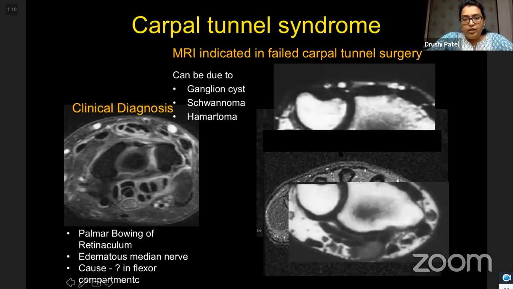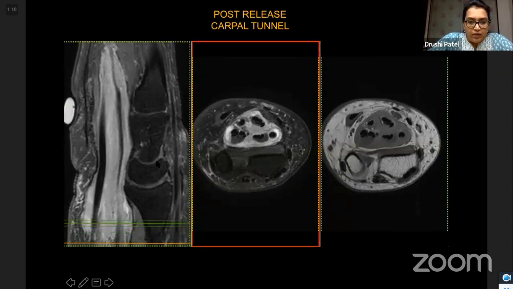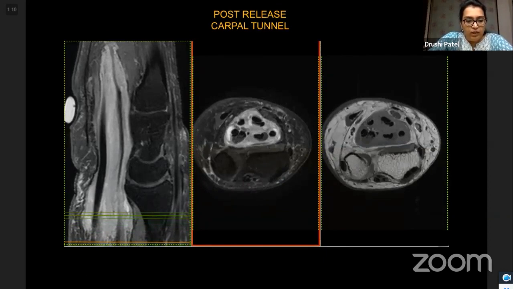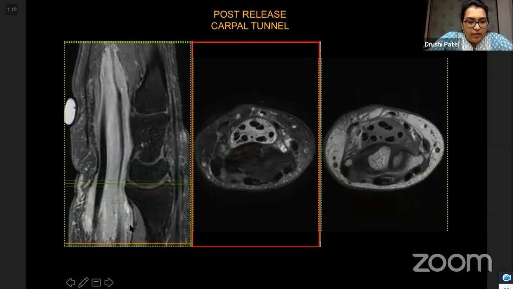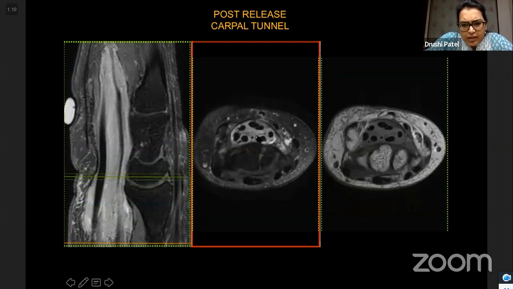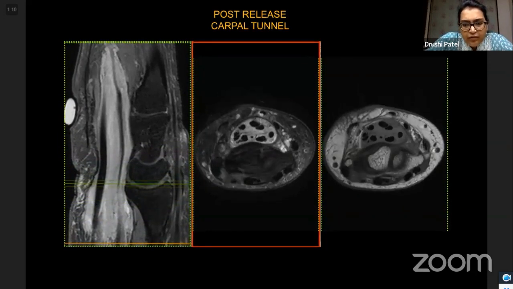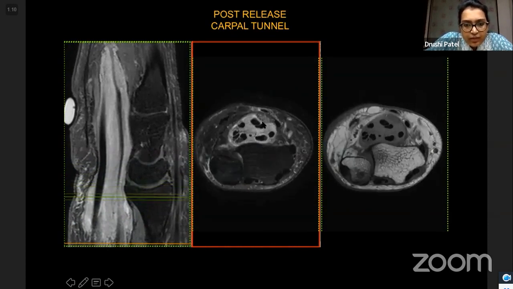Okay. So another thing that can occur is, this is another case, a female who presented with post-release persistence of symptoms. And you can see as we scroll through from the proximal level of the radius, you can identify the flexor tenosynovitis. Let's just go a little back, right? So you can identify the median nerve here. That is the flexor retinaculum. The changes of flexor tenosynovitis. That is the median nerve.